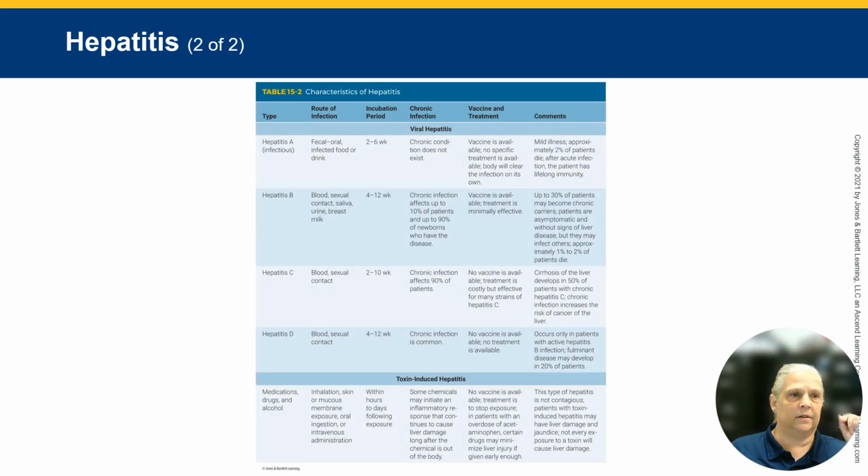This chart here, table 15-2, goes over the different types of hepatitis, how you get infected with them, the incubation period, chronic infection, vaccines or treatments, and comments. I am not going to sit here and read that to you. I'm going to let you go ahead and do that yourself. Again, that's table 15-2.